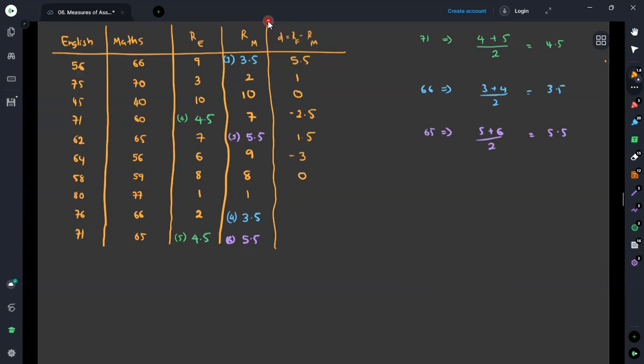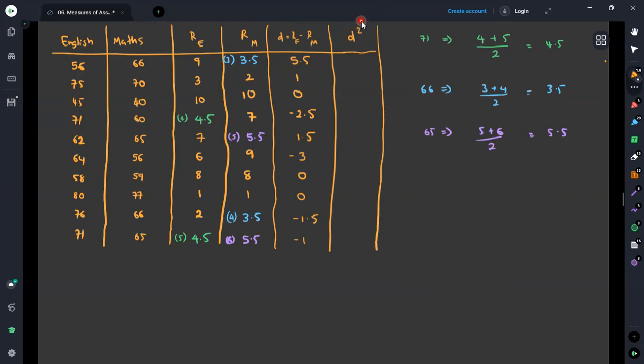8 minus 8, 0. 1 minus 1, 0. 2 minus 3.5, minus 1.5. Here we are getting 4.5 minus 5.5, it is minus 1. Now this way we have obtained the difference of the rankings, and then we need to obtain the d squared values.